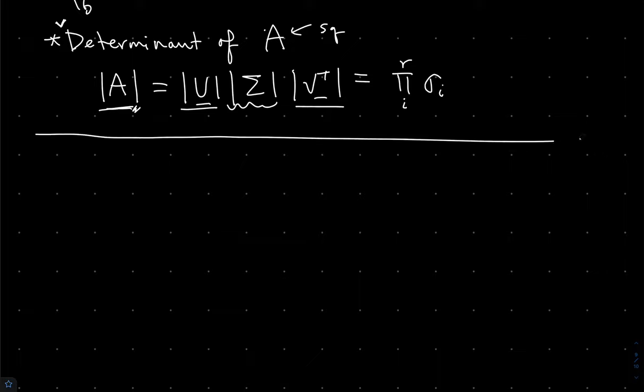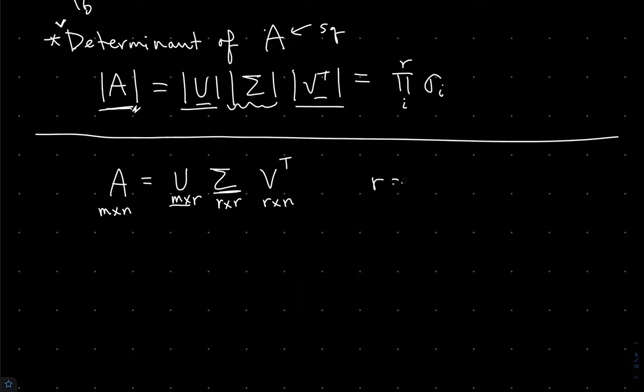Until now, for an M by N matrix A, we have U sigma V transpose, where we have R singular values. So sigma becomes an R by R matrix. This makes U an M by R matrix and V transpose an R by N matrix. Actually V is N by R, but it's transposed, so it becomes R by N. This has been the current explanation, where R is the rank of A.